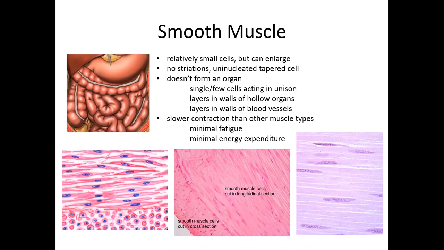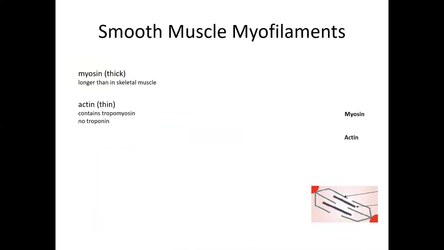Another place where you find smooth muscle, and which technically is a hollow organ, are blood vessels. But here, all of the smooth muscle would be circular in arrangement, so that when they contract, the diameter of the blood vessel would decrease. Compared to cardiac and skeletal muscle, this is a slower type of contraction, thereby making it more fatigue resistant and requiring a lot less energy.